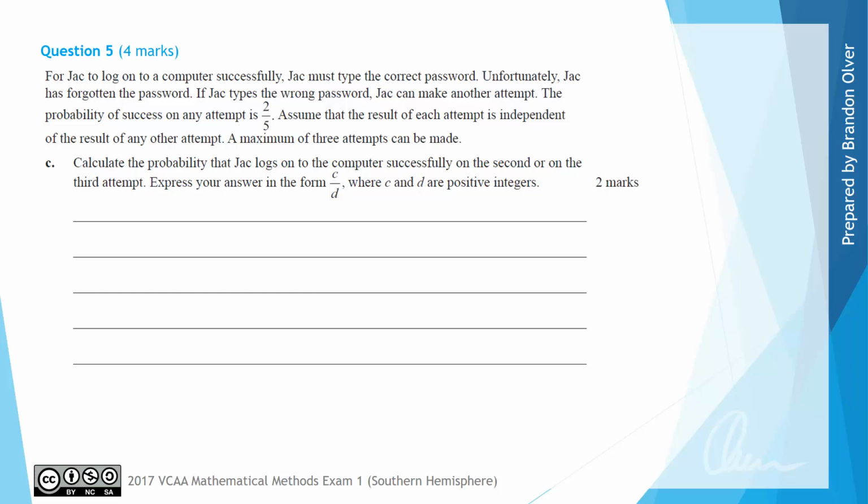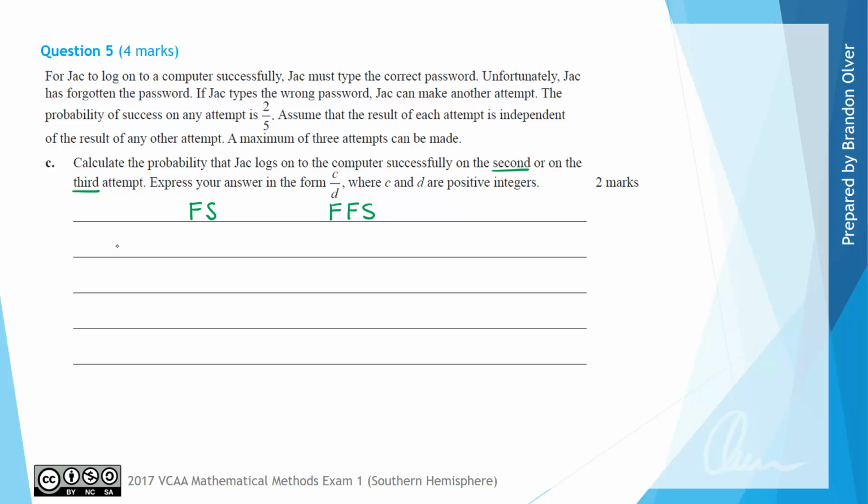For part C, we're asked to calculate the probability that Jack logs onto the computer successfully on the second or on the third attempt. And we're asked to express our answer in a specific form, C on D, where C and D are positive integers. So logging onto the computer successfully on the second attempt is the same as failing on the first but succeeding on the second. And then logging in on the third attempt is the same as failing on the first, failing on the second, and succeeding on the third.